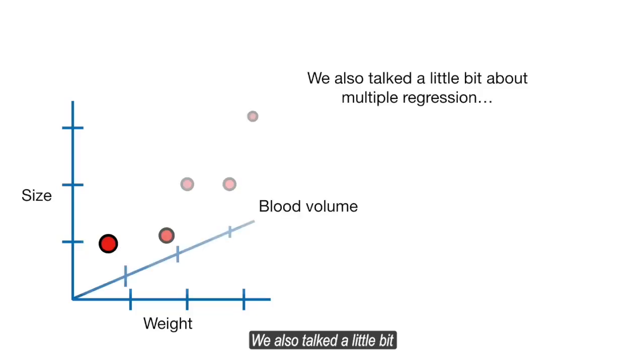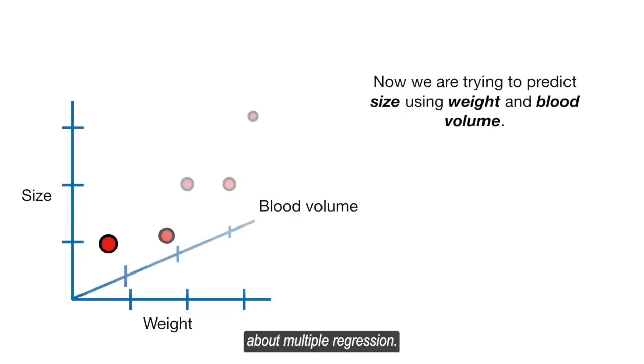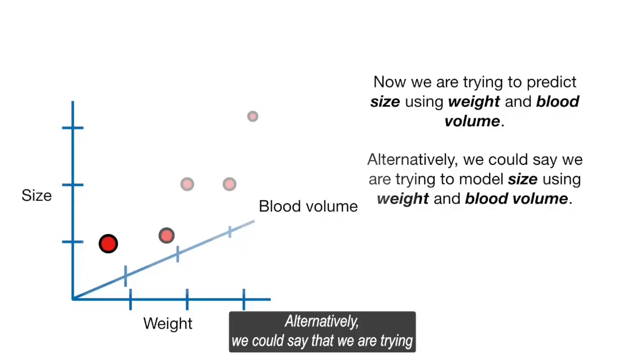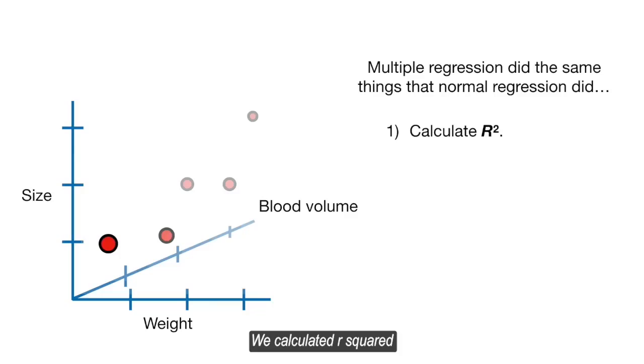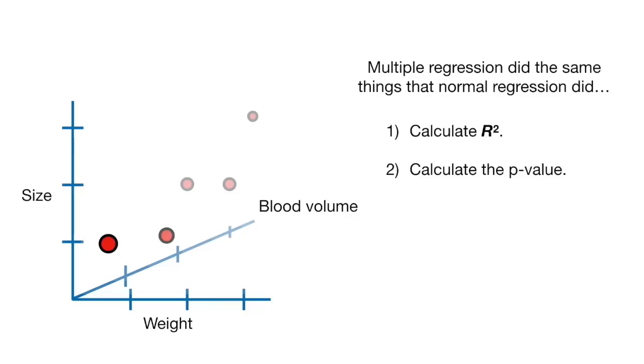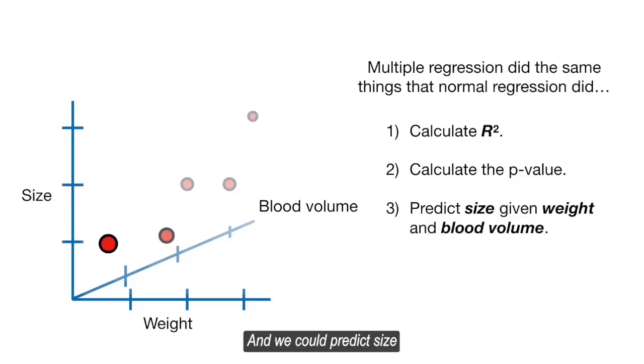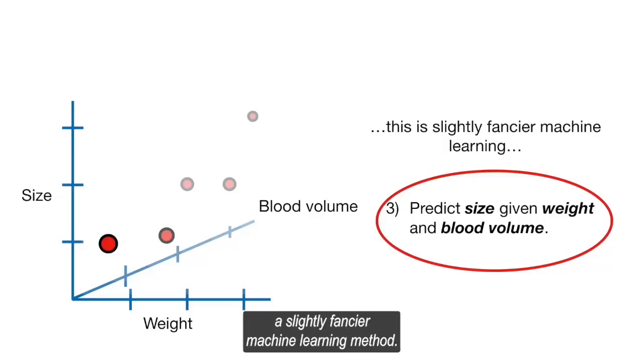We also talked a little bit about multiple regression. Now we are trying to predict size using weight and blood volume. Alternatively, we could say that we are trying to model size using weight and blood volume. Multiple regression did the same things that normal regression did. We calculated R squared, and we calculated the p-value, and we could predict size using weight and blood volume. And this makes multiple regression a slightly fancier machine learning method.